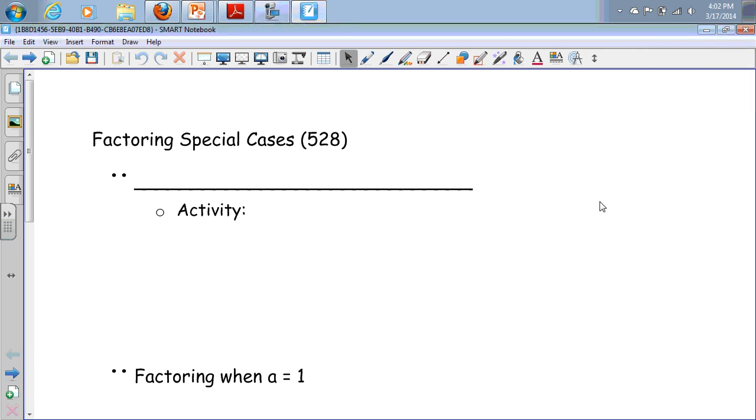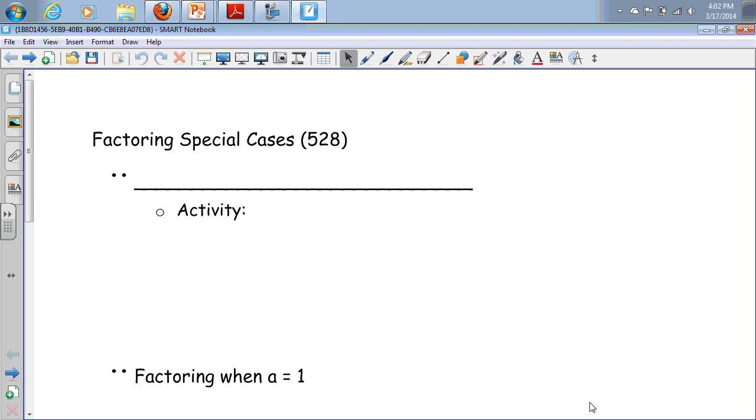Okay, factoring special cases. This one's going to follow your textbook on page 528. If you want to look there, it's going to be helpful to know perfect squares, like the locker problem or the Easter eggs. Here we go. Look at the activity on page 528. It's in a blue box.